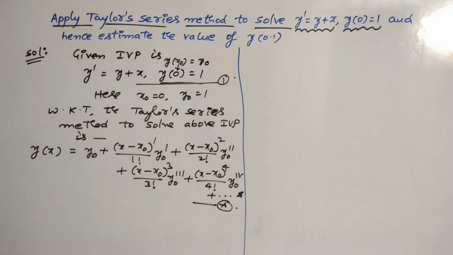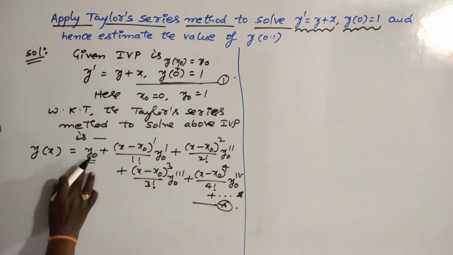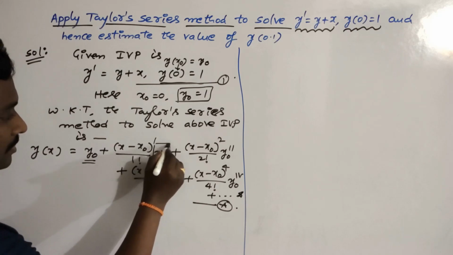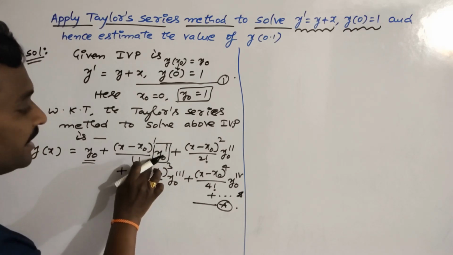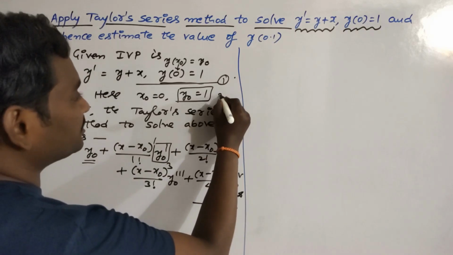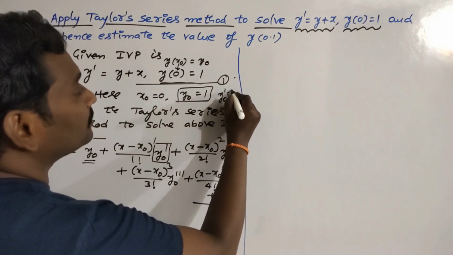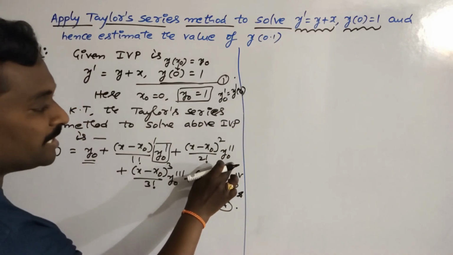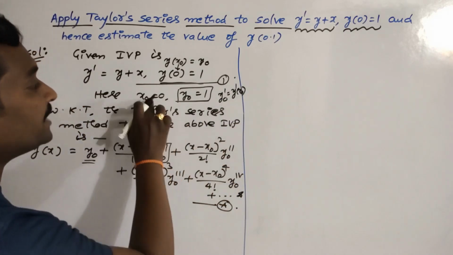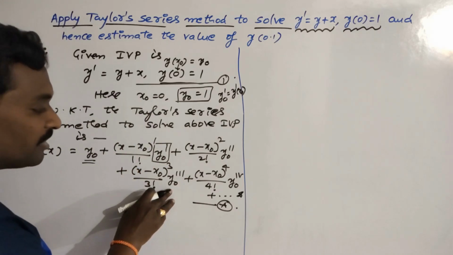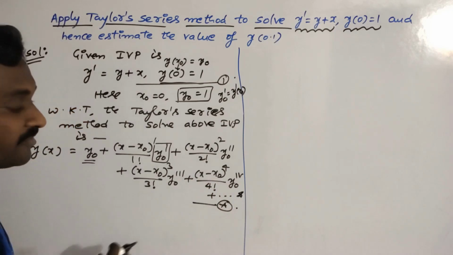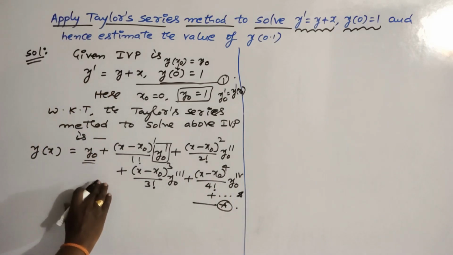So it is enough to find out the unknown function values. Already we know the y naught value from the given initial condition. What is y naught dash? First derivative of y at x naught. Don't forget it, y naught dash is nothing but y dash at x naught. Similarly, y naught double dash means second derivative of y at the point x naught. Similarly, we have to find out y naught triple dash and y naught fourth derivative. After getting all those values, I am replacing them in this formula.